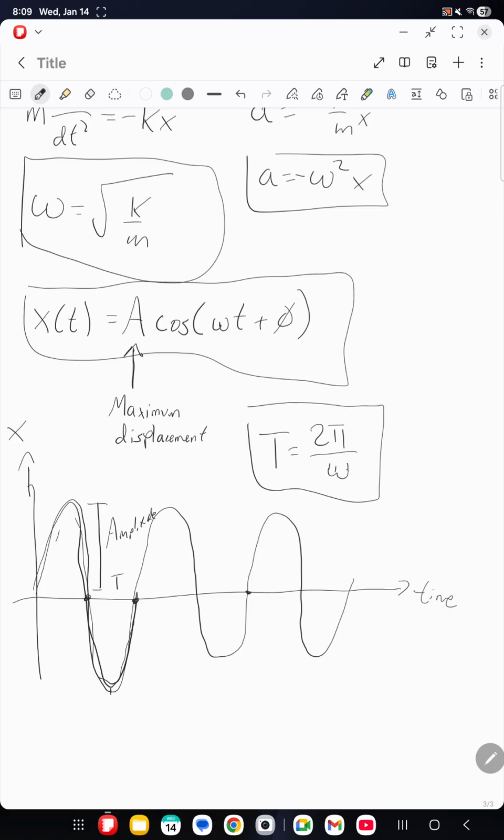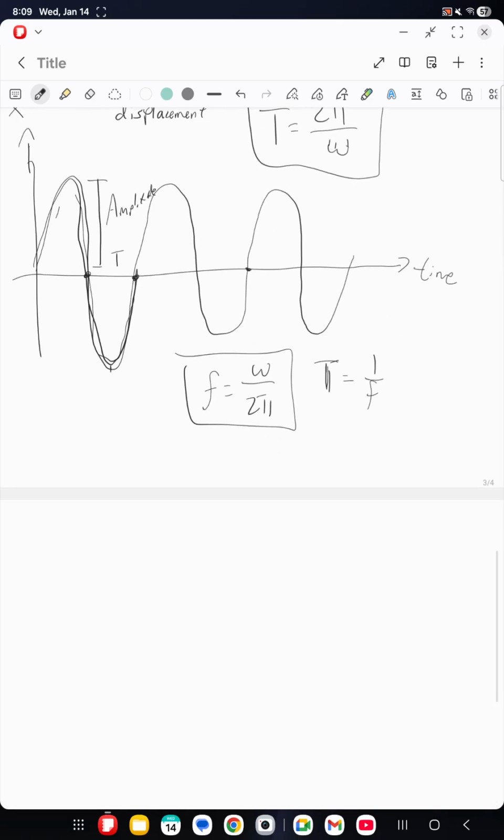And you could also have the frequency, which is the angular frequency over 2 pi. This you get because the period is 1 over f, 1 over frequency, because the period says the time it takes to do a cycle, and the frequency says how many cycles you get in a given amount of time. And this will be your initial condition. Your initial condition is this, the phase constant.